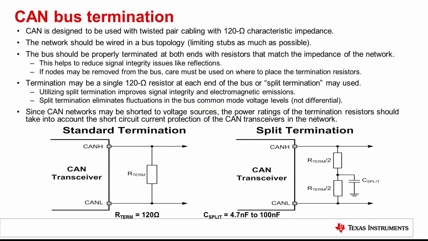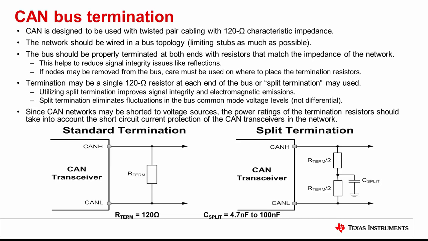CAN is designed to be used with twisted pair cabling with 120 ohm characteristic impedance. The network should be wired in a topology that limits stubs as much as possible. The bus should be properly terminated at both ends with resistors that match the impedance of the network. This helps to reduce signal integrity issues like reflections. If nodes may be removed from the bus, care must be used on where to place the termination resistors.